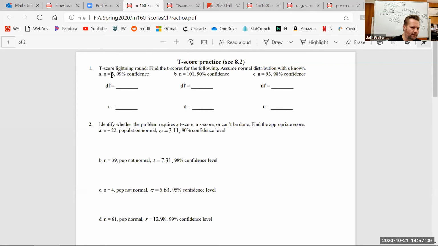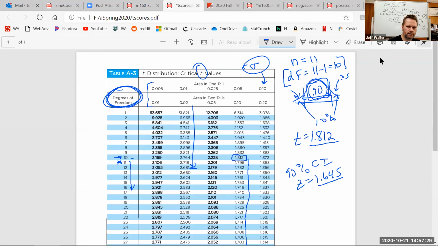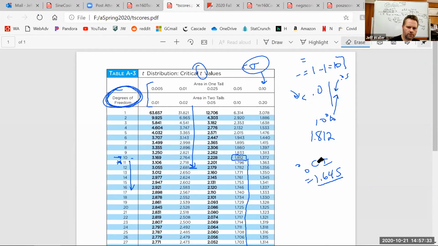So if n is 6, and we're assuming it's a normal distribution with S known, but not sigma, n is 6, 99% confidence. Take a minute and figure out the degrees of freedom and then figure out the t-score. N is 6, 99% confidence.